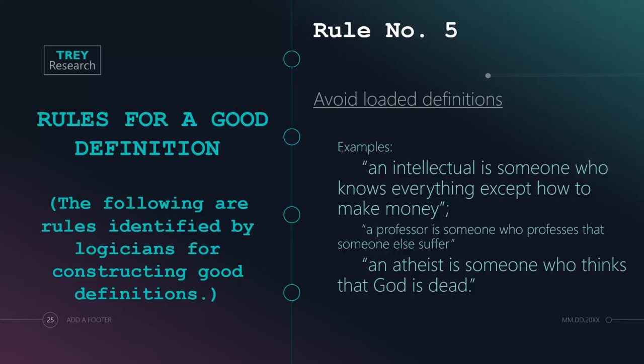Diba? Like example, a professor is someone who professes that someone else suffers. So this is not a good definition at all, no? Because it doesn't really quantify. It does not really qualify that all professors are like this. An intellectual is someone who knows everything except how to make money. So this is not really a good definition because not everyone is like this. An atheist is someone who thinks that God is dead. This is not a good definition because not atheists are like this.